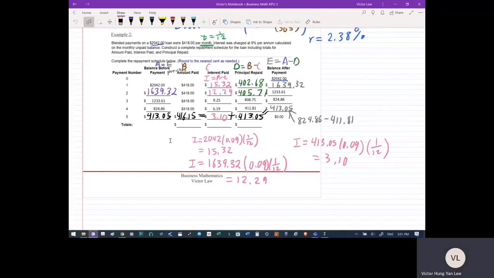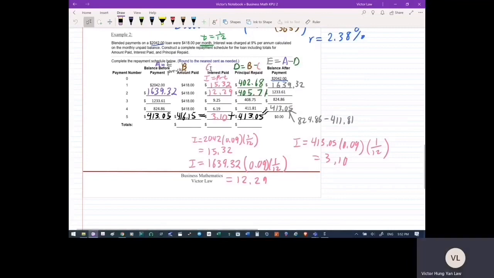So what we have in the diagram here is the number of payments. We have 5 payments in total, and at time 0, this is how much we owe. This is the balance after the payment. So this is at time 0, and we owe $2,042. Our first step is labeling each column as column A, B, C, D, E, so it's easier to understand the formula that we're going to use.